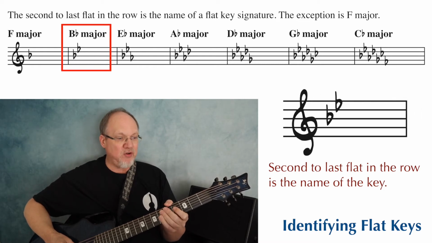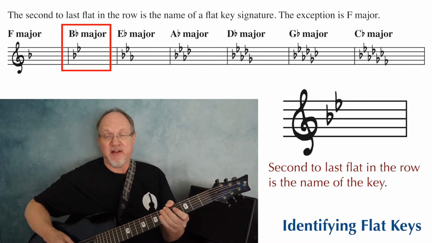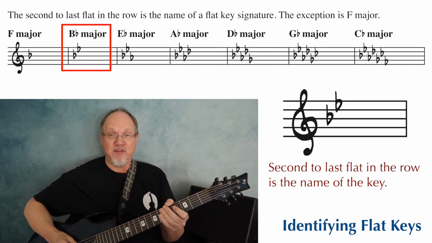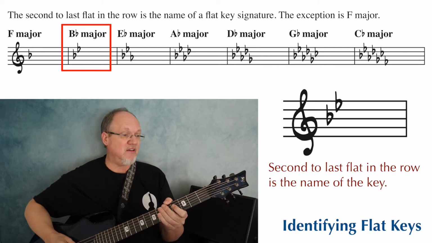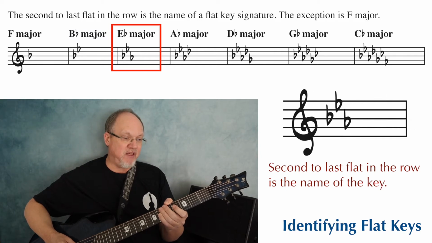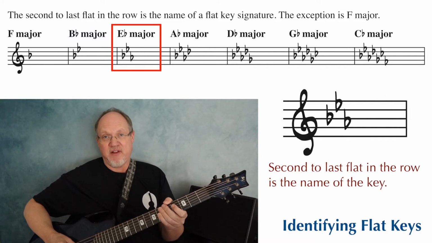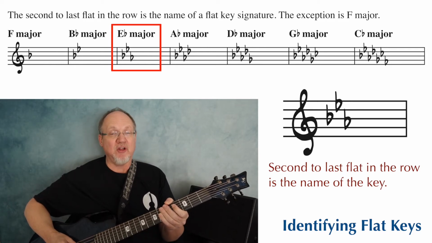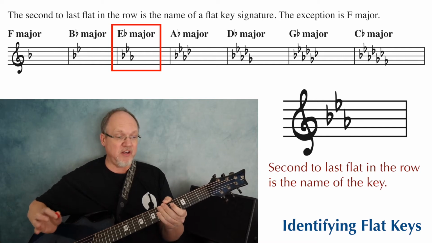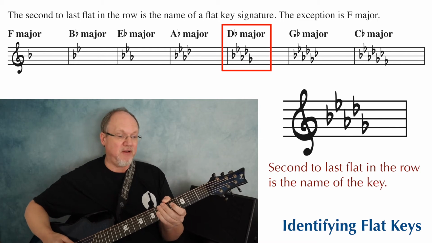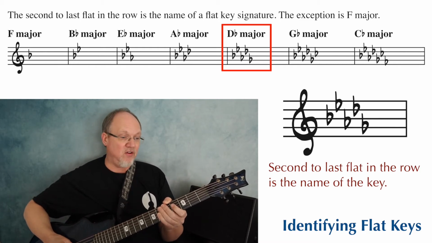B flat major has two flats, a B flat and an E flat. Second to last flat in the row, which is also the first flat in this case, is B flat. So that's how we can identify that key signature as being in B flat major. Next we have E flat major with a B flat, E flat, and an A flat. Second to last flat in the row is an E flat. You don't have to raise or lower that note. That's just the name of your key. We are in E flat major. D flat major has a lot of flats in it, but all you have to do is look at the second to last flat, which is a D flat, and that's how you could identify that key.